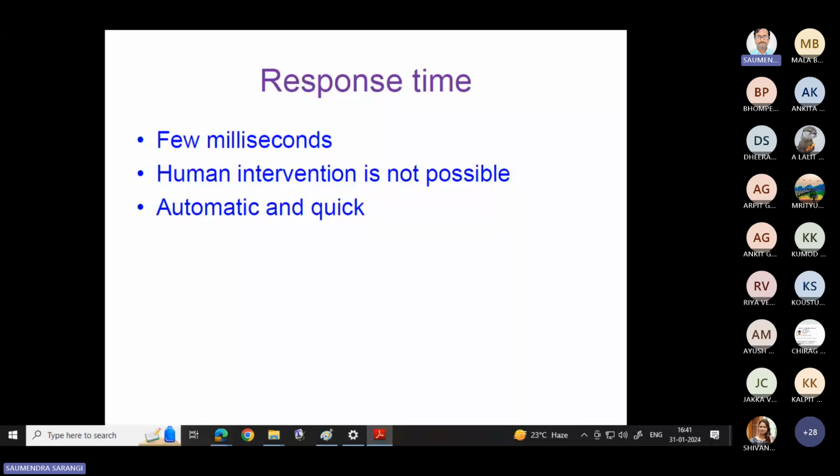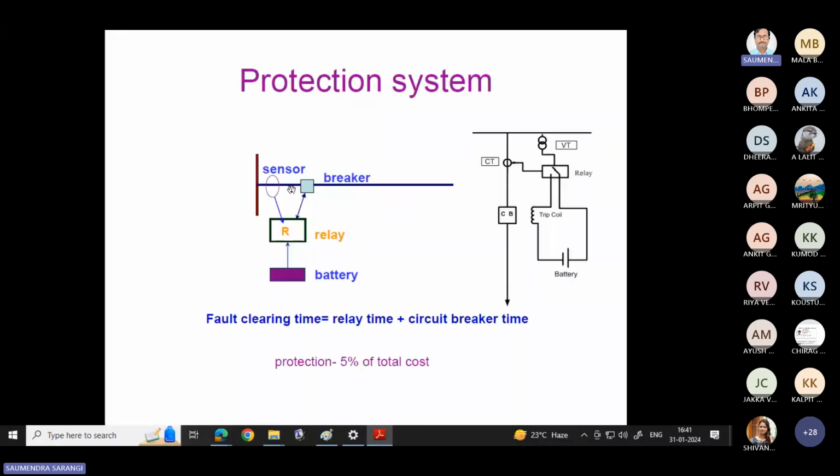So for that reason, it has to be automatic. We need to understand how the automatic action happens. We have to use a sensor. The sensors are nothing but a CT and a PT. The sensors reduce the voltage and current to a certain level. The current is reduced from 1000 ampere to 1 ampere, and the voltage is reduced from 400 kV to 110 volt, and this gives the signal to the relay. The relay detects whether there is a fault or not.